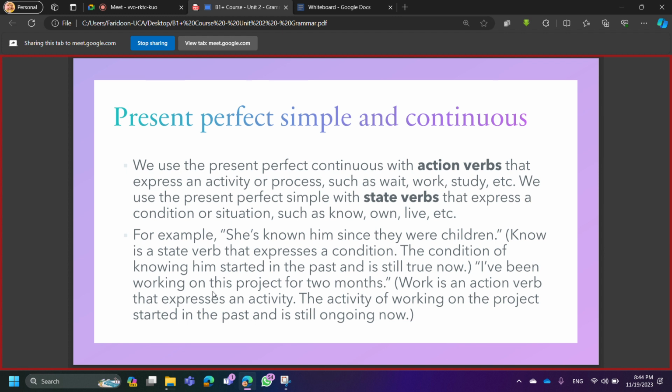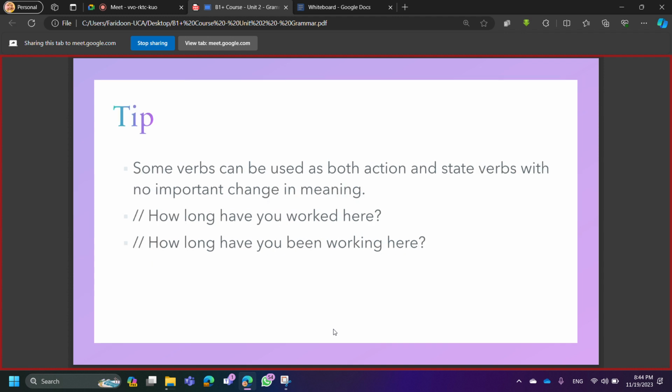But when you say, I've been working on this project for 2 months, work is an action verb that expresses an activity. And the activity of working on the project started in the past and is still ongoing. Okay? A tip. Some verbs can be used as both action verbs and state verbs, with no important change in the meaning. For instance, you can say, how long have you worked here? Or how long have you been working here? Both of them will be really good with no important change.